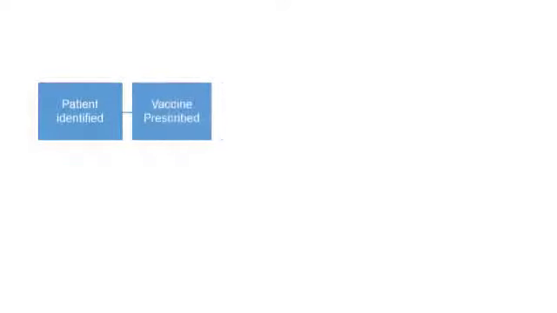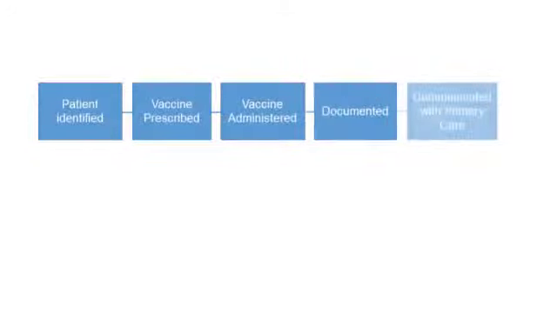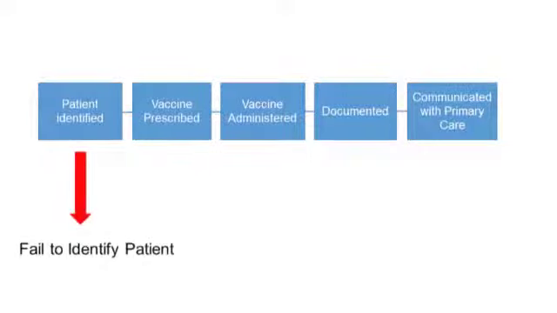This is a patient who needed to receive a vaccination, and the patient is identified. Again, there's an assessment done that the patient is eligible for the vaccine. The vaccine is prescribed, the vaccine is administered, it is documented, and then it is communicated with primary care, for example. In this case, this team identified that they failed to identify the patient who should be eligible for that vaccine. Therefore, they needed to start there to identify where they can make the process more reliable.